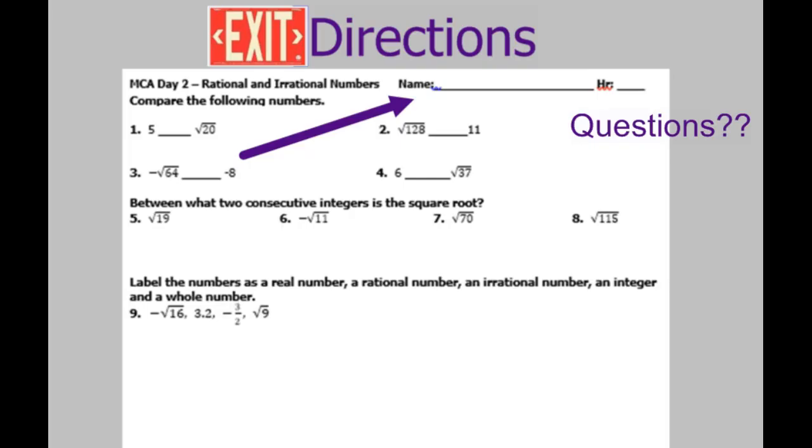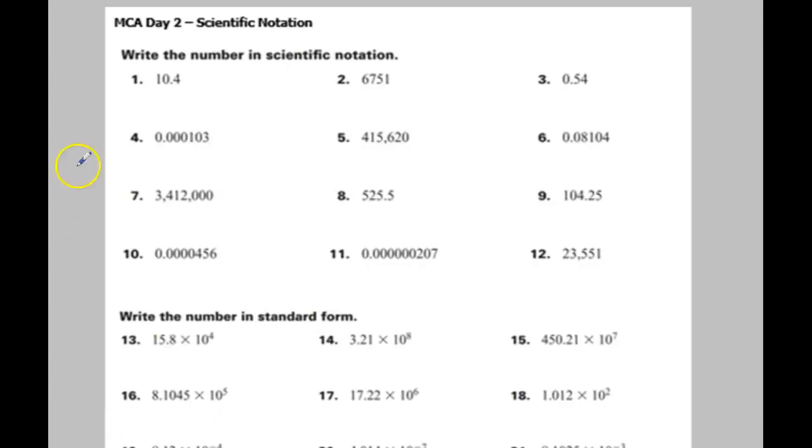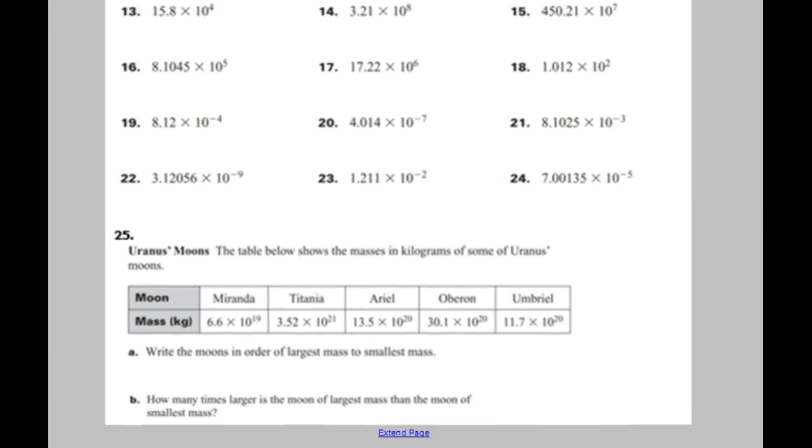All right, your homework. Front side is rational and irrational numbers. These bottom two, you need to look at a square. I will show you how to do that in class. And then the other side is just converting scientific notation.